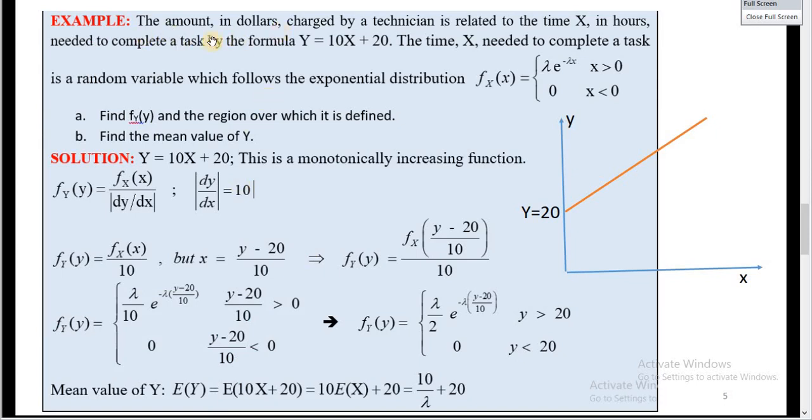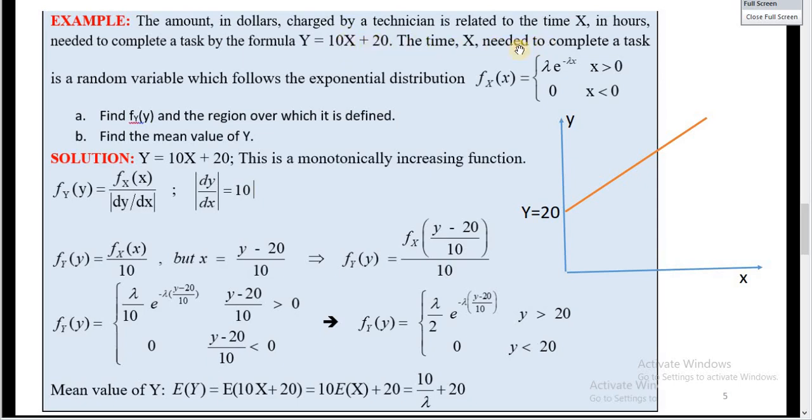Let's look at an example first. The amount in dollars charged by a technician is related to the time x in hours needed to complete a task by the relationship y equals 10x plus 20. So this is what the technician earns, and this is the number of hours, and this is a constant. This is the base charge, $20, and he charges $10 for each hour that he spends.